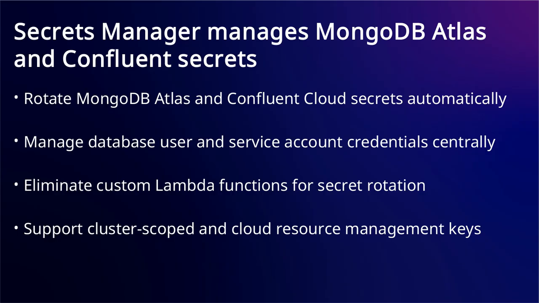You can eliminate custom Lambda functions for secret rotation since AWS Secrets Manager handles the entire rotation process. The integration supports cluster scope and cloud resource management keys for Confluent Cloud, with automatic rotation enabled by default. This allows you to centralize secret management for data pipelines using MongoDB Atlas and Confluent Kafka without modifying application code or managing separate rotation logic for each service.